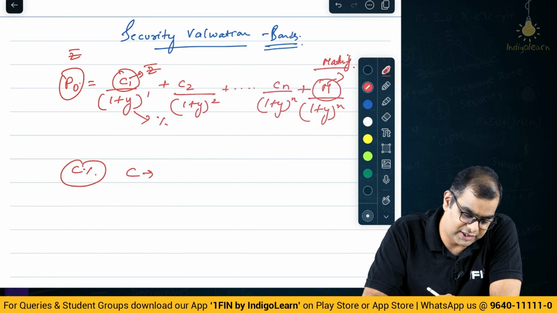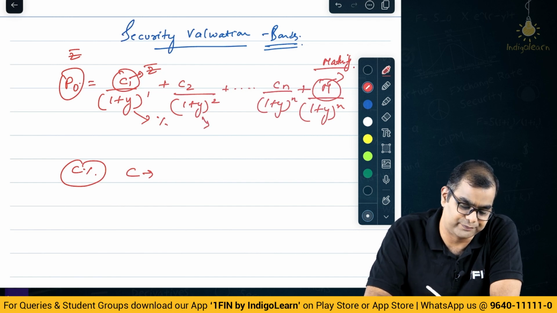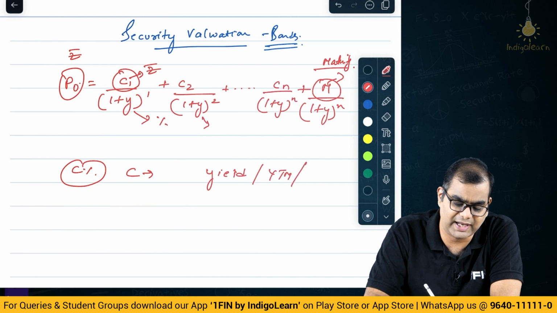Okay, now after having understood this, what are the key aspects here? Here we have assumed 1 plus Y, and we are calling this yield or YTM. Simply put, this is basically the IRR.